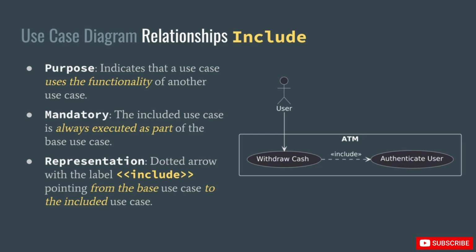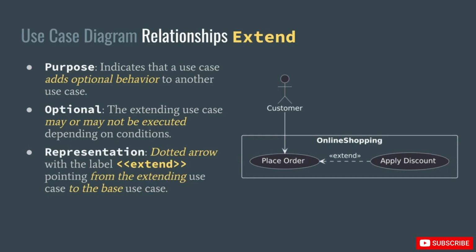The extend relationship indicates that a use case adds optional behavior to another use case. This is optional, meaning the extending use case may or may not be executed depending on conditions. It is represented by a dotted arrow labeled extend, pointing from the extending use case to the base use case.